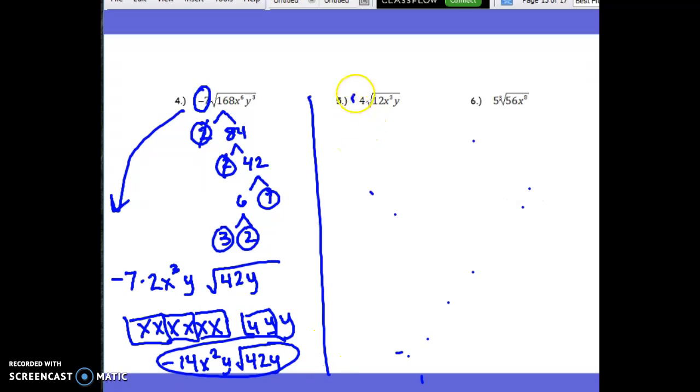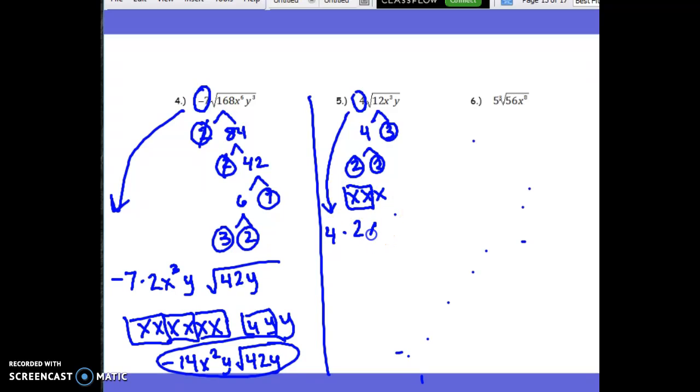Okay, looking at number 5. Again, the 4 is on the outside, so we're going to multiply it at the end. Nice small coefficient, 4 and 3. Then we've got 2 and 2, so our prime factorization looks like this. We're looking for our pairs, so our 4 gets multiplied by our 1 pair of 2's, and then let's look at our x's. We've got 3 x's, so we've got 1 pair. What's left over is a 3, 1 x, and then our y. When we multiply, we get 8x radical 3xy.